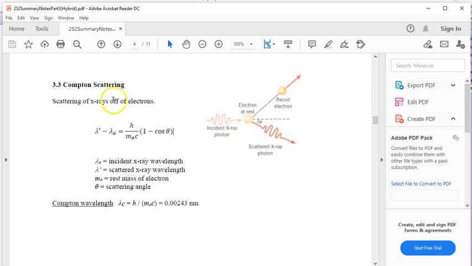All right, so you should know what we mean by Compton scattering. You should know that the photon model explains it, and you should also just know this equation, know what these things are, and be able to use it. Okay, that's it.